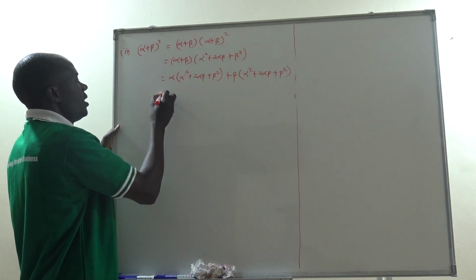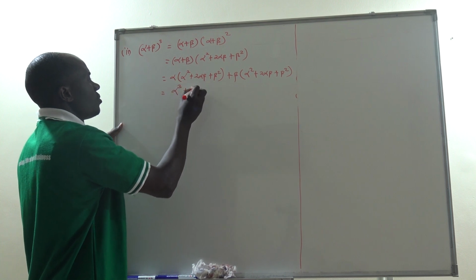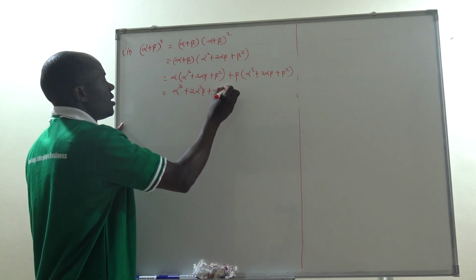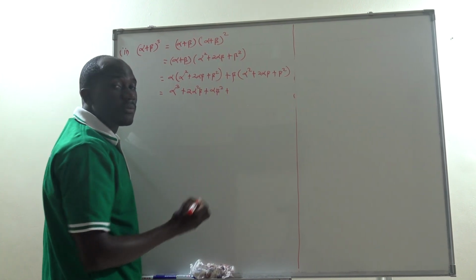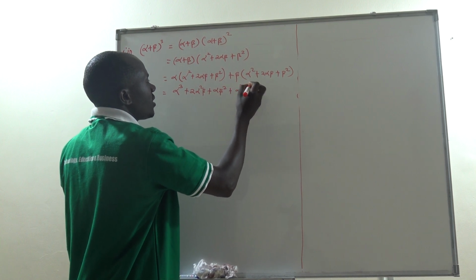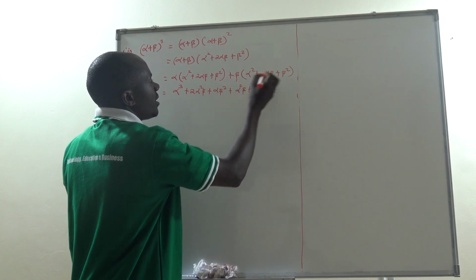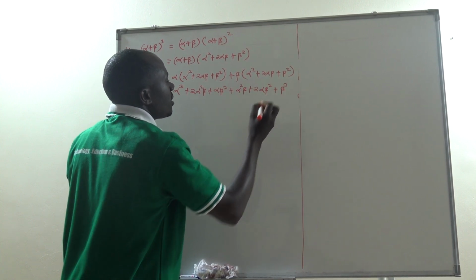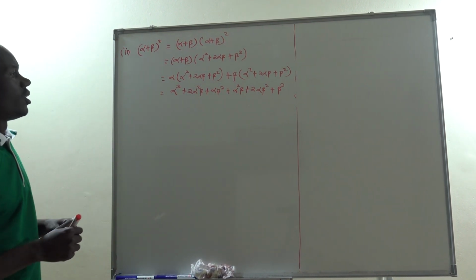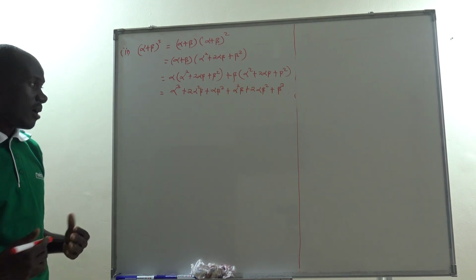Alpha times alpha squared, we are coming out with alpha cubed plus 2 alpha squared beta plus alpha beta squared, plus beta times alpha squared, we are coming out with alpha squared beta plus 2 alpha beta squared plus beta times beta squared, we are coming out with beta cubed. So can we try to collect like terms? Those ones with cubed, they come together. Those ones with the square also come together.